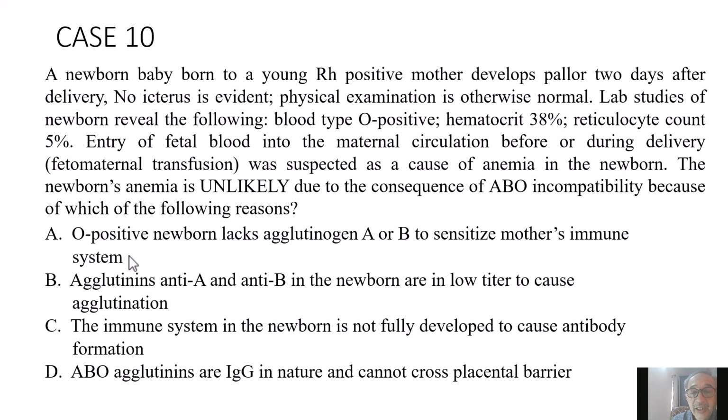Agglutinins anti-A and anti-B in the newborn are in low titer to cause agglutination. In fact, anti-A and anti-B are formed after birth. They are not formed in fetal life, so there's no question of this. And even if they are, this is a very unlikely choice. The immune system in the newborn is not fully developed to cause antibody formation. Why should antibody be formed in the fetus at all?